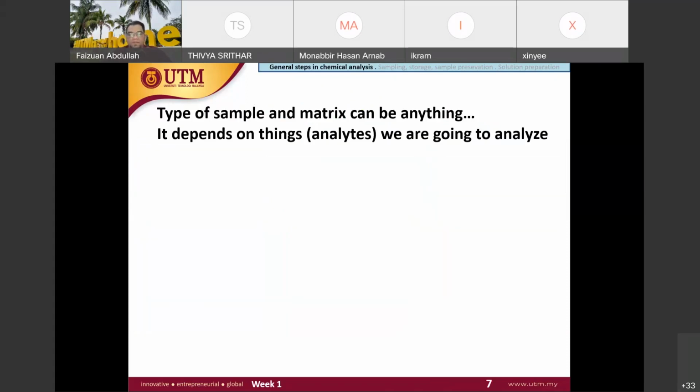Okay, a type of sample and matrix can be anything. It depends on things.